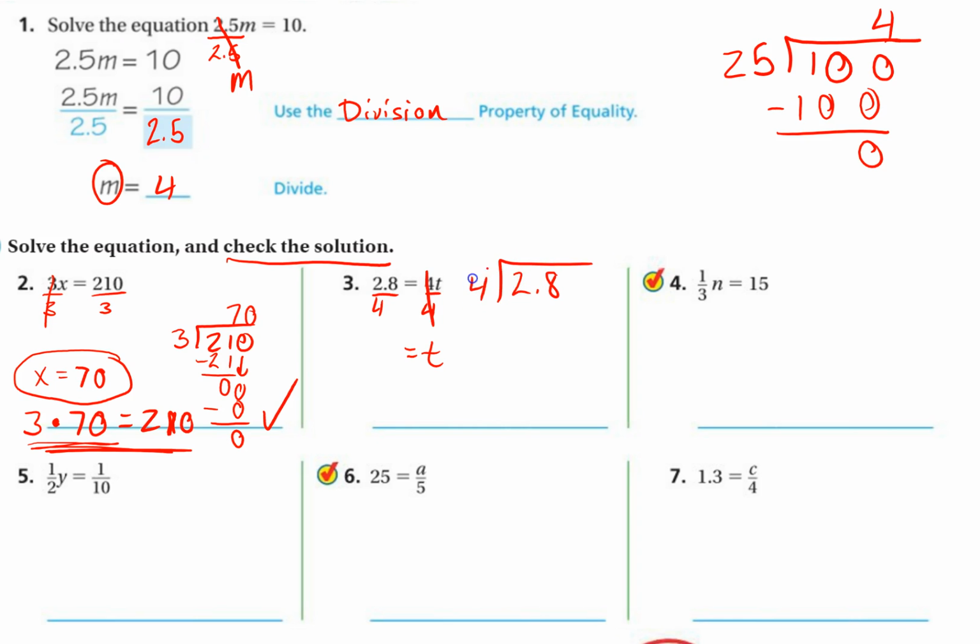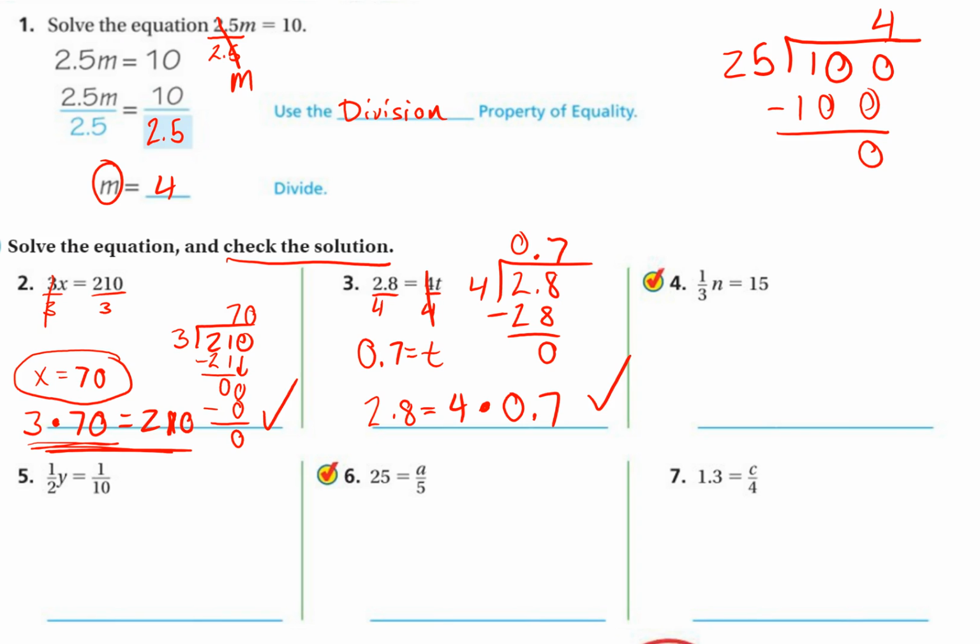2.8 divided by 4, bring my decimal straight up. 4 goes into 2, can't go in, goes in 0 times. 4 goes into 28. Well, if we count by 4s, 4 times 5 is 20. So 4 times 7 would be 28. So t equals 0.7. And then I just check. Does 2.8 equal 4 times, or I can use the little dot for the multiplication sign, 4 times 0.7? Yes, it does. So this checks out.